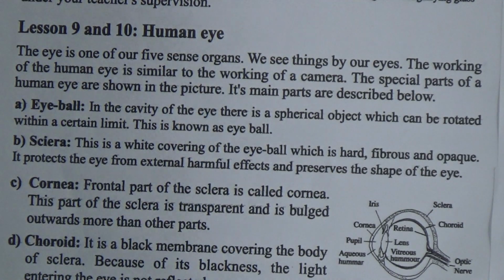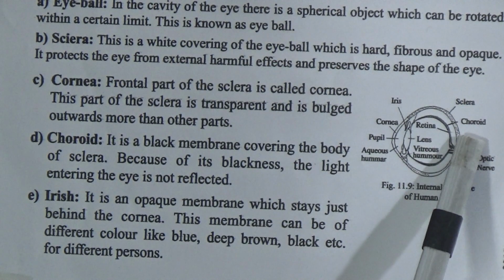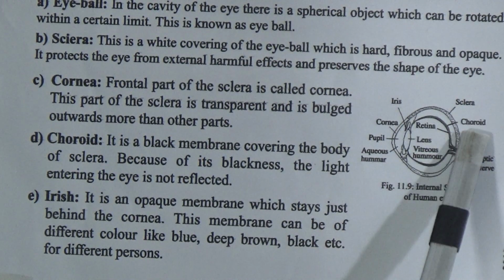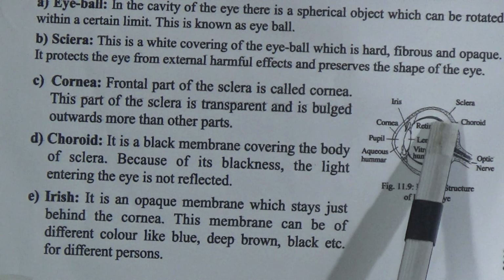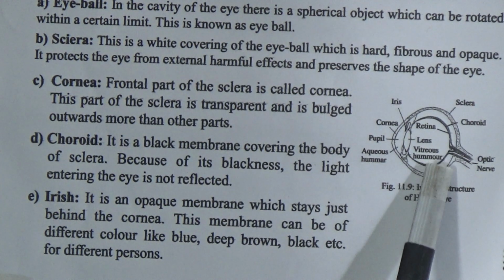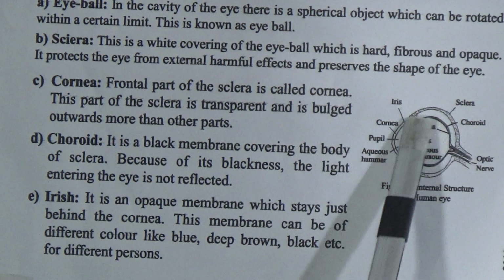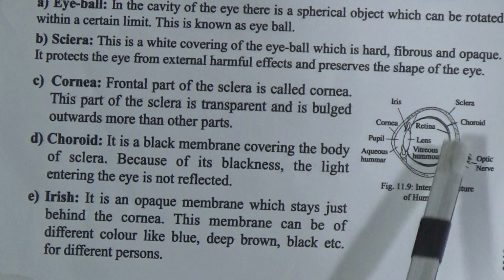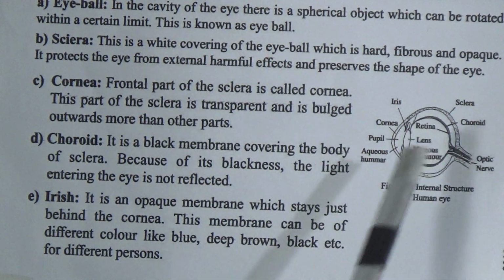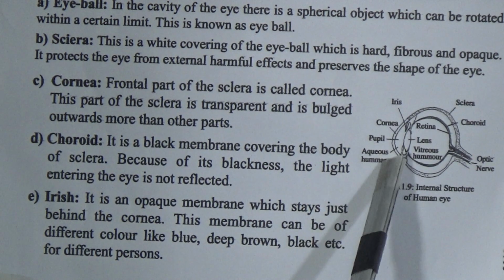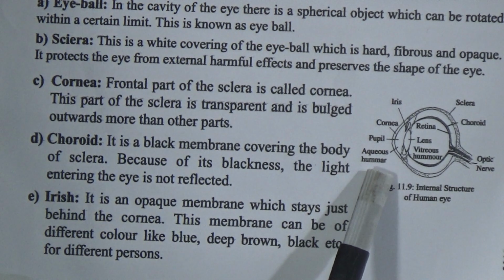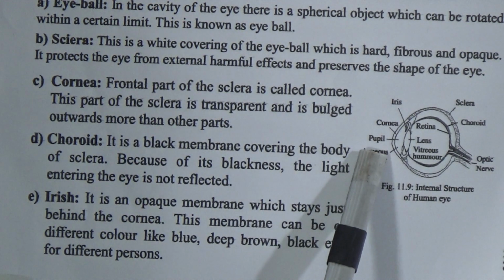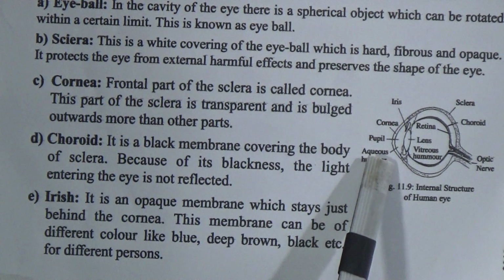The next part is the sclera. Look, this one is the sclera, the white covering of the eyeball, which is hard, fibrous and opaque, and opaque means that it is not clear, and it protects the eye from external harmful effects and preserves the shape of the eye. Now come to the cornea. This portion is known as the cornea. The frontal part of the sclera is called the cornea. This part of the sclera is transparent and bulges outward more than the other part.